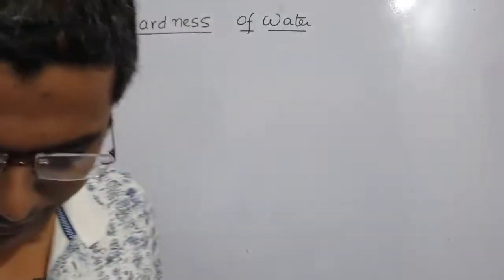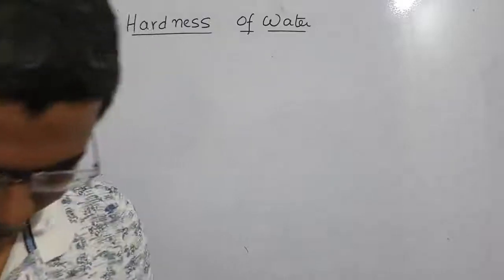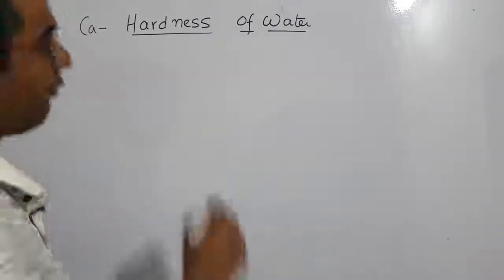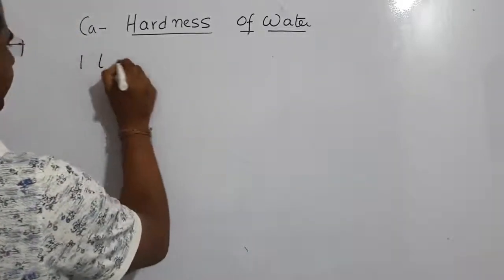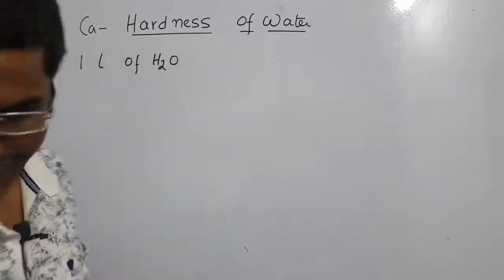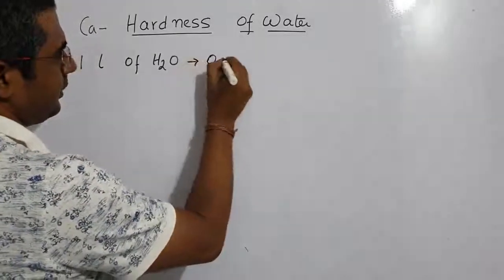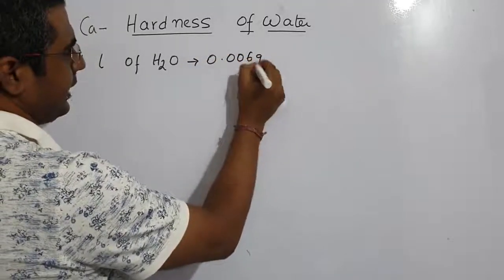So for this problem I'll just give you the hints. 1 liter of H2O has 0.0006 gram FeCl3.